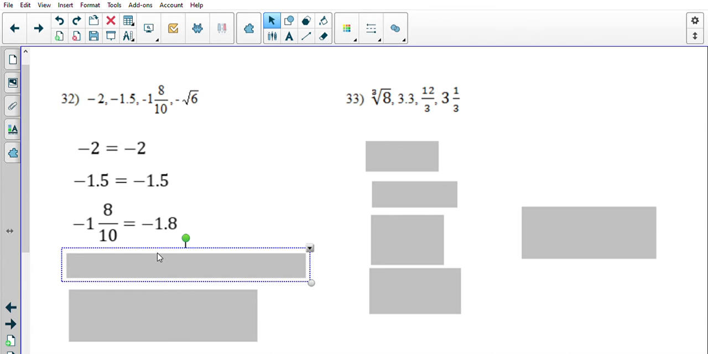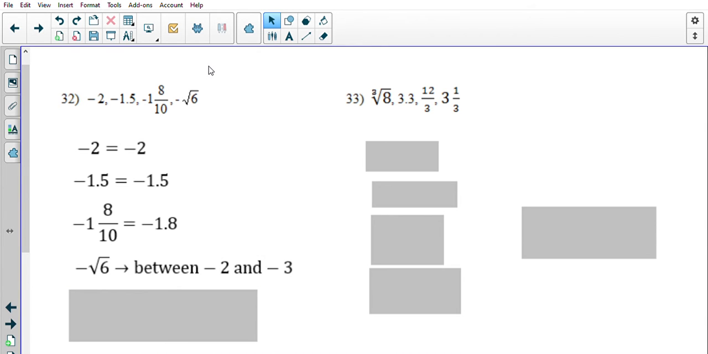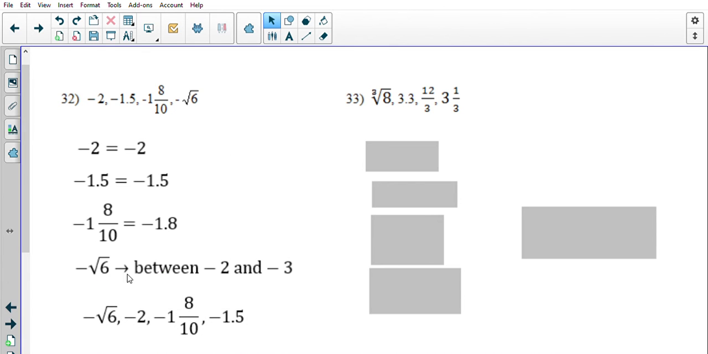And then the negative square root of 6. Now, I don't know exactly what it is, but I know that while 6 is not a perfect square, it's between the perfect squares of 4 and 9, meaning the square root of 6 is between 2 and 3. So I know that this is going to be between -2 and -3. So when I go to put these in order from least to greatest, the negative square root of 6 is going to be the smallest since it's going to be beyond -2.